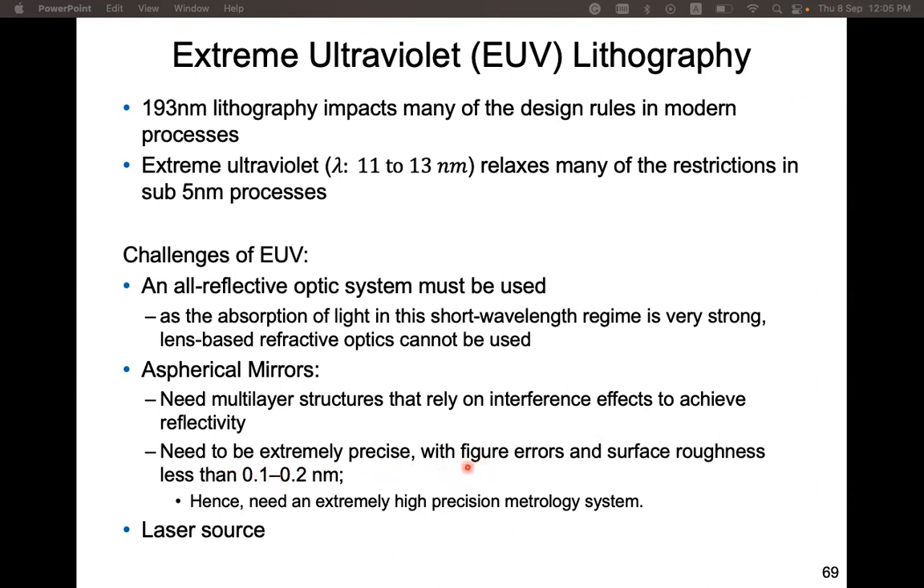The geometry errors and the surface roughness must be less than 0.1 to 0.2 nanometer. You know, it's 0.1 nanometer, a tenth of a nanometer. The thickness error, the geometry error, that's very highly precise. So hence, it needs an extremely high resolution metrology system to measure it, position it.